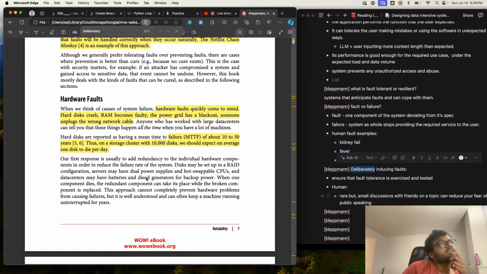Servers may have dual power supplies, hot swappable CPUs. Data centers may have batteries and diesel generators for backup power. When one component dies, the redundant component can take its place while the broken component is replaced. This approach cannot completely prevent faults. Okay, we just add redundancy.